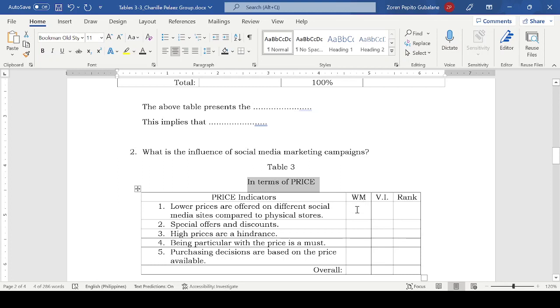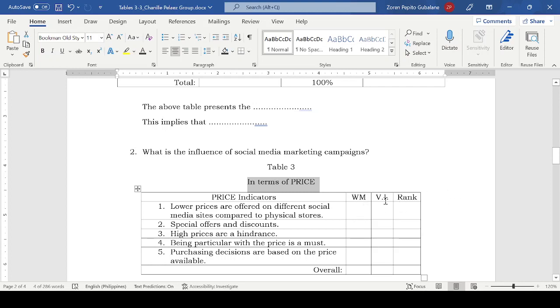the weighted mean. So, of course, ito yung results ng inyong computation using the Likert scale. Using the data or numbers or scores in the Likert scale, like 5, 4, 3, 2, 1, whatever scale, 4, 3, 2, 1, something like that. So this is the overall weighted mean.